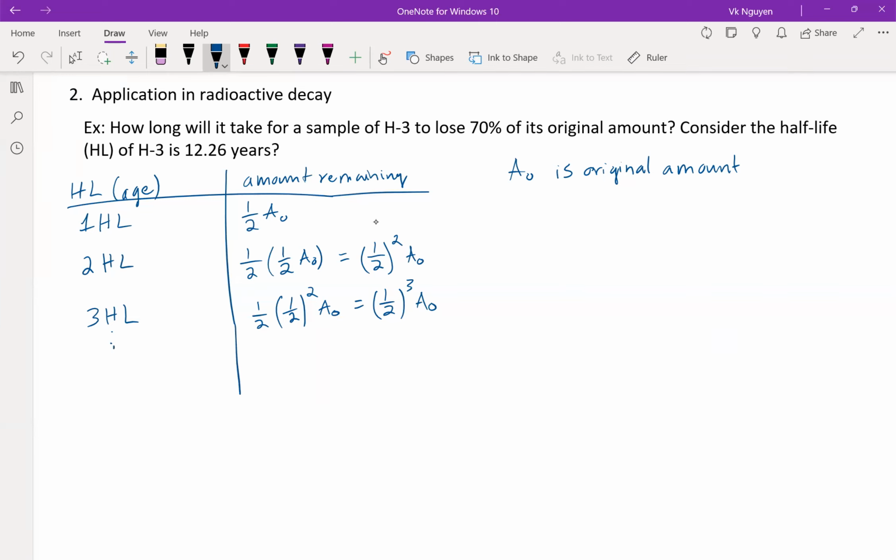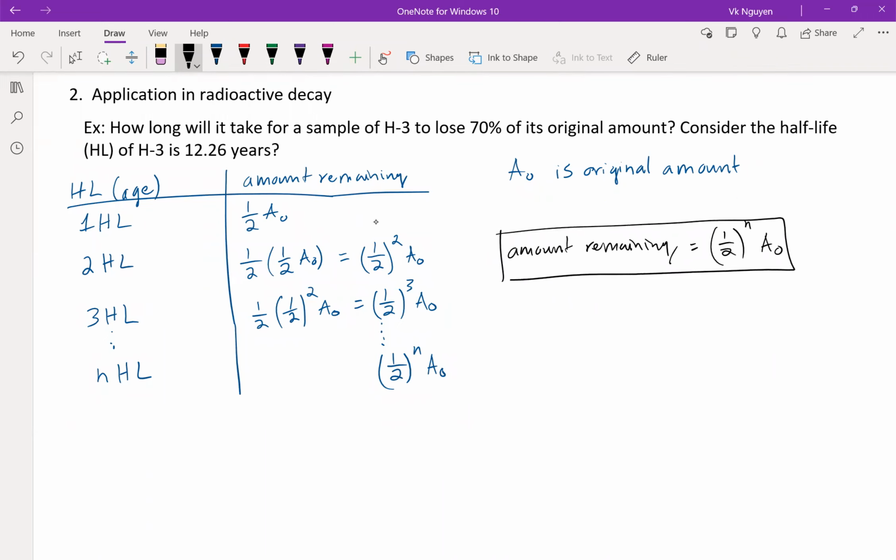And then eventually we get n half-lives, and we have 1/2 to the power n A sub 0. From the table, we see that the amount remaining is equal to 1/2 to the power n of the original amount. Nice formula. Let's use it.